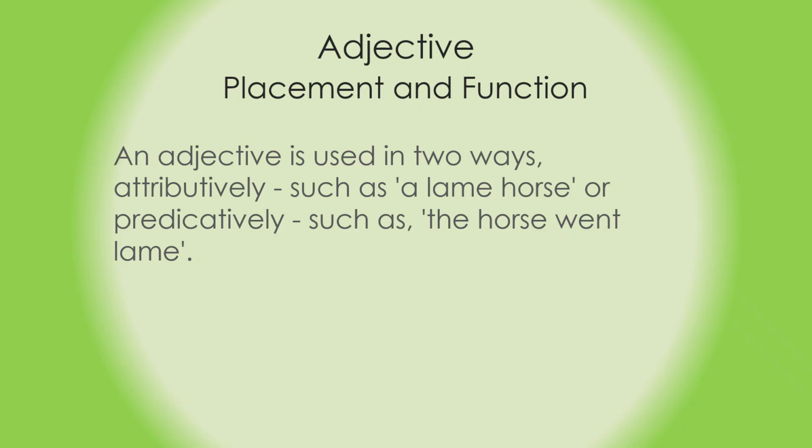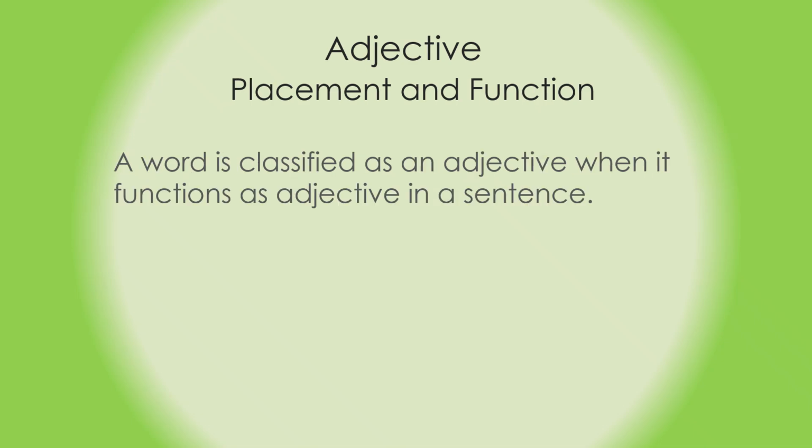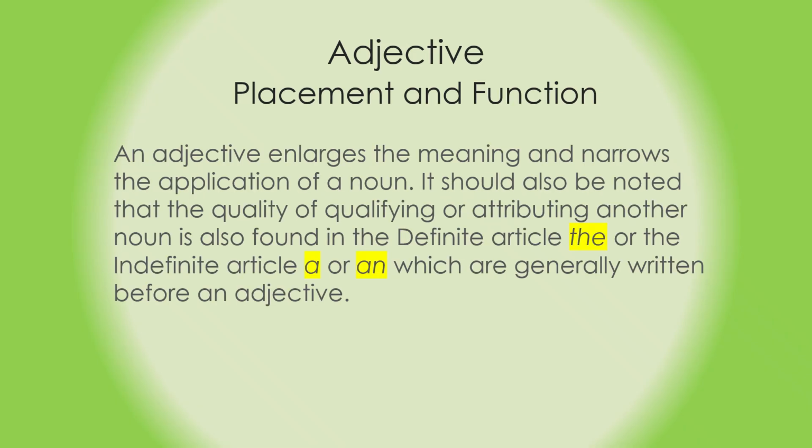An adjective is used in two ways, attributively, such as a lame horse, or predicatively, such as the horse went lame. In grammar, adjective is a part of speech. A word is classified as an adjective when it functions as an adjective in a sentence. An adjective enlarges the meaning and narrows the application of a noun.